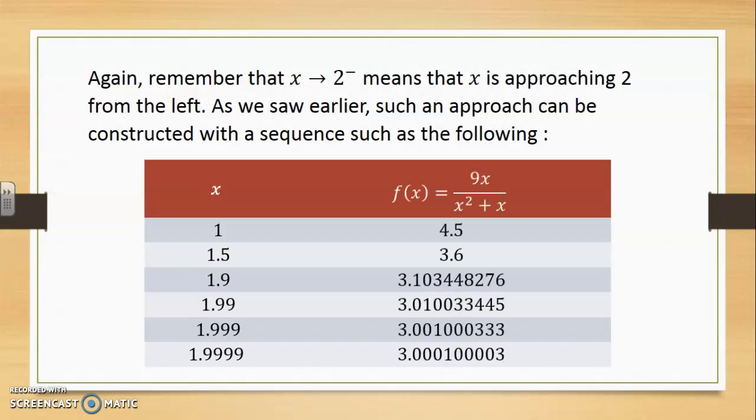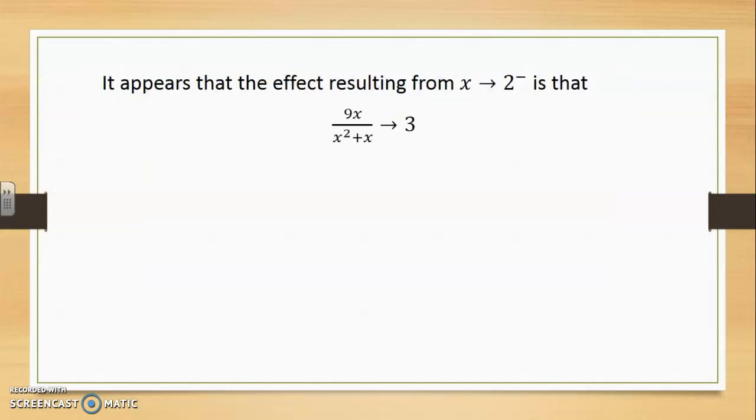Then we replace x by this sequence of numbers into the function that we defined as f of x equal to 9x over x squared plus x. Now observe how the values of f of x are approaching 3. So it appears that the effect resulting from x going towards 2 minus is that 9x over x squared plus x is heading towards 3.